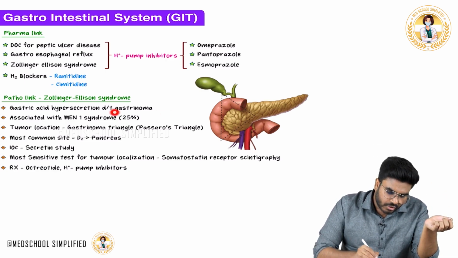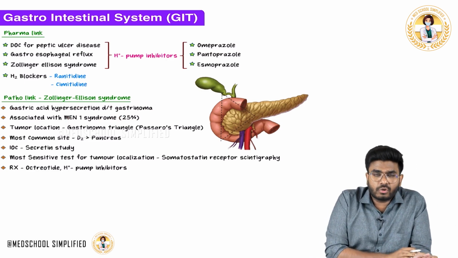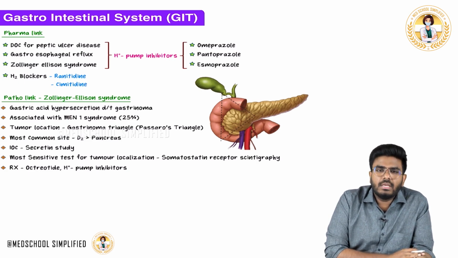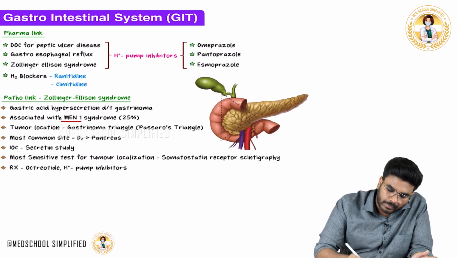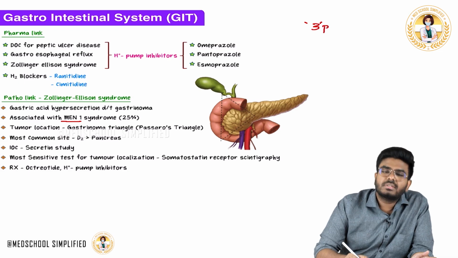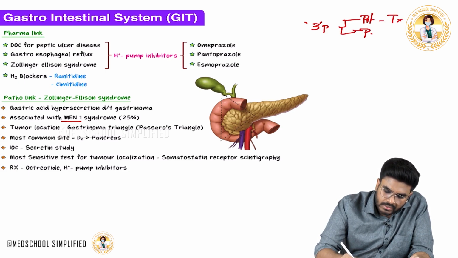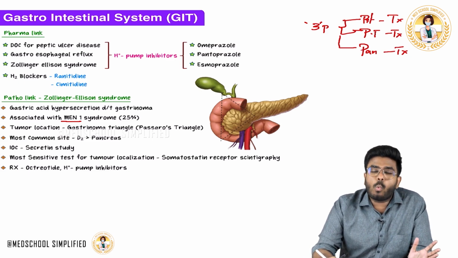Now, this gastrinoma is associated with a syndrome called MEN1 syndrome, also called multiple endocrine neoplasia type 1. If the person has MEN1 syndrome, he is going to have 3P tumors. What are these 3P tumors? One is pituitary tumors, another is parathyroid tumors, and the other is pancreatic tumors. Pituitary, parathyroid and pancreatic tumors are seen in MEN1 syndrome.